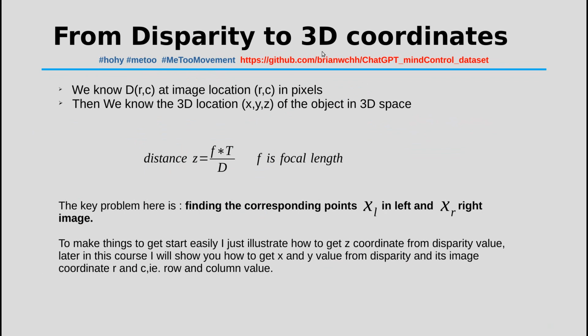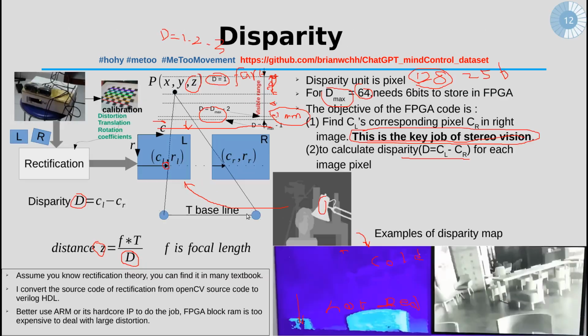From the disparity, getting the 3D coordinates is quite easy. This is the formula for z; for the rest, x and y, I didn't list it. It's quite easy, a similar one. So as I mentioned, this second step is quite easy.